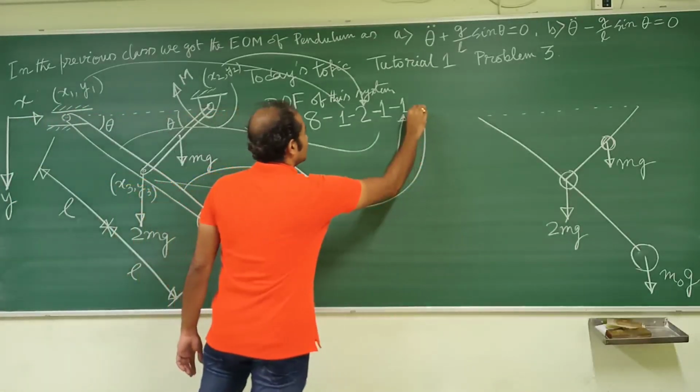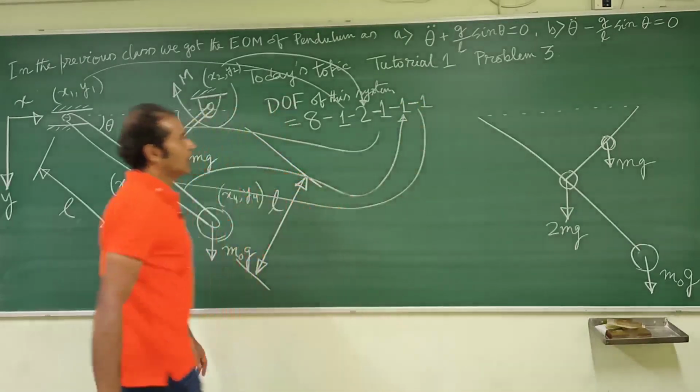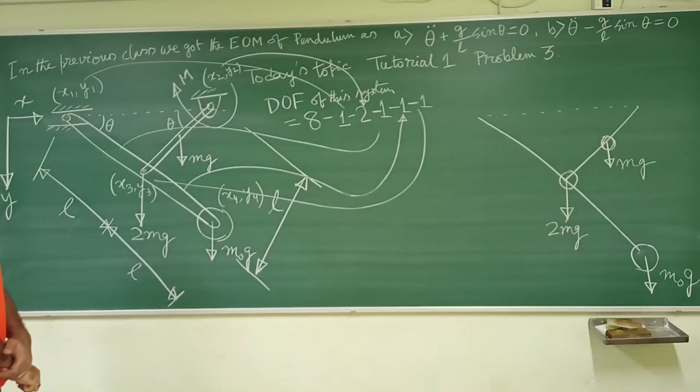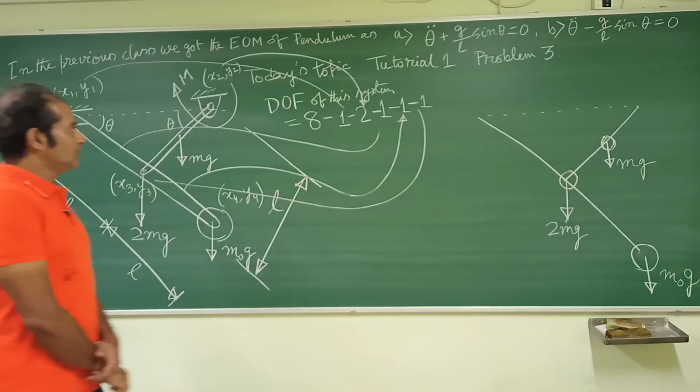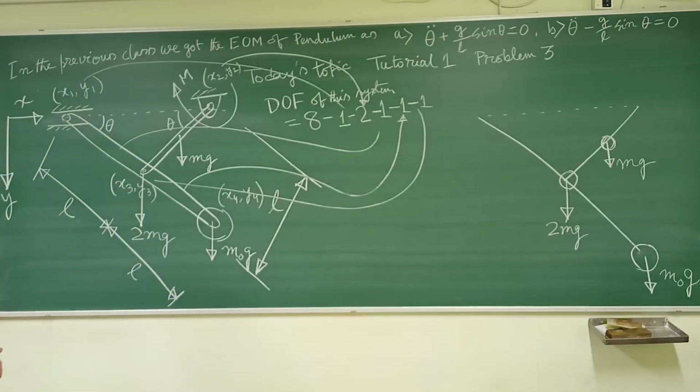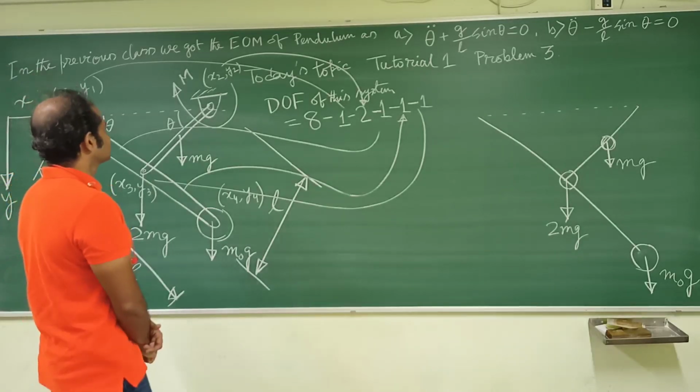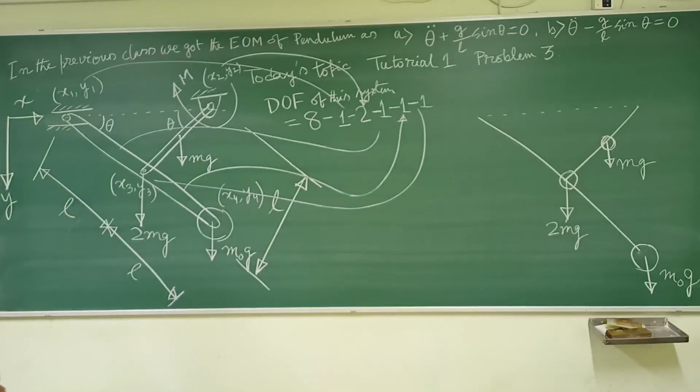So in doing so, you are adding one more constraint. How many you are going to get? How many? Check. 3 and 3, 6. There is one more. What is that? 1, 2. Yeah. There is one more. What is that? Please identify it.